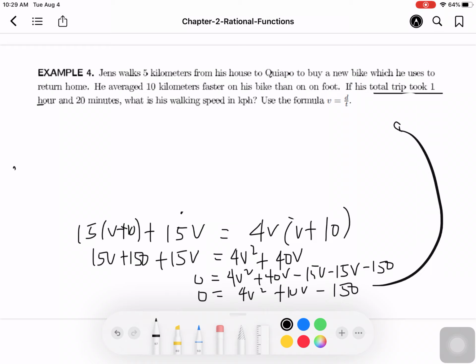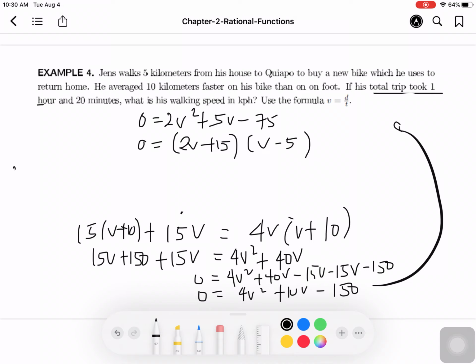So we can divide all of them by 2. Okay, divide by 2. So this will become 2V squared minus 5V minus 75 plus 10V. Okay, sorry about that. Then we can factor this with these two factors, 2V plus 15 and V minus 5. Okay, by factoring, or you can use the quadratic formula.